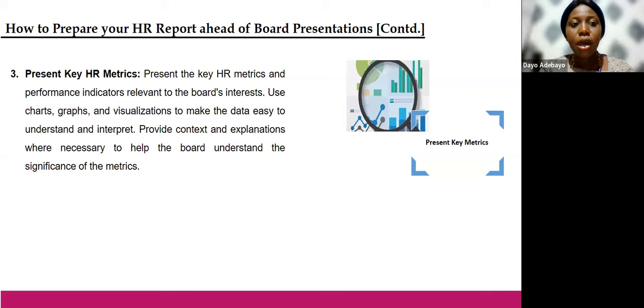All right. So still on preparing your HR report ahead of the presentation. Present key metrics. I was talking about using charts and visuals, and it depends on your board again. Present your visuals in a way that is very easy to understand, not so much information at the same time. This is very important so that you can easily flow with it, understand it, and make decisions based on this data.